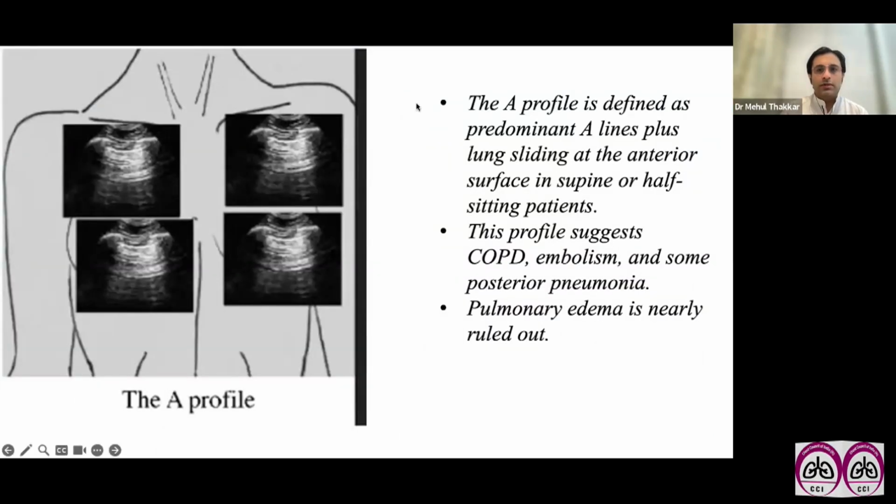What the BLUE protocol is: this is a profile where you can see predominantly A lines plus lung sliding at the anterior surface in supine or half-sitting patients. This profile suggests COPD, pulmonary embolism, some posterior pneumonia. Pulmonary edema is ruled out in this A profile.